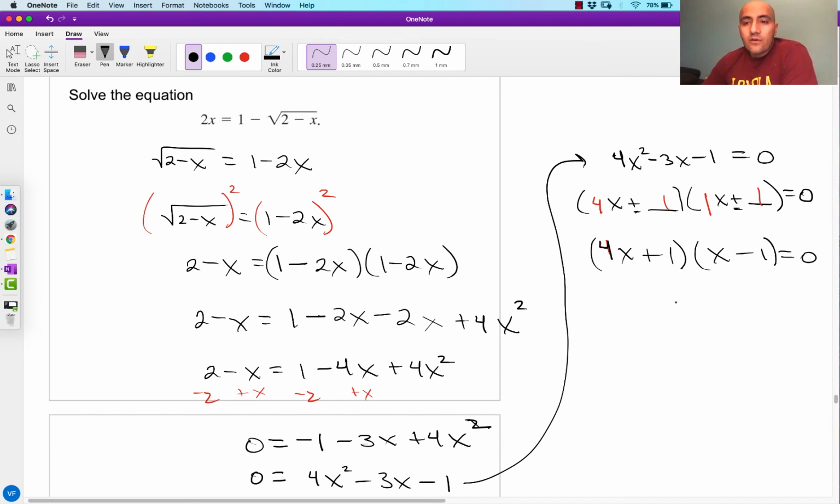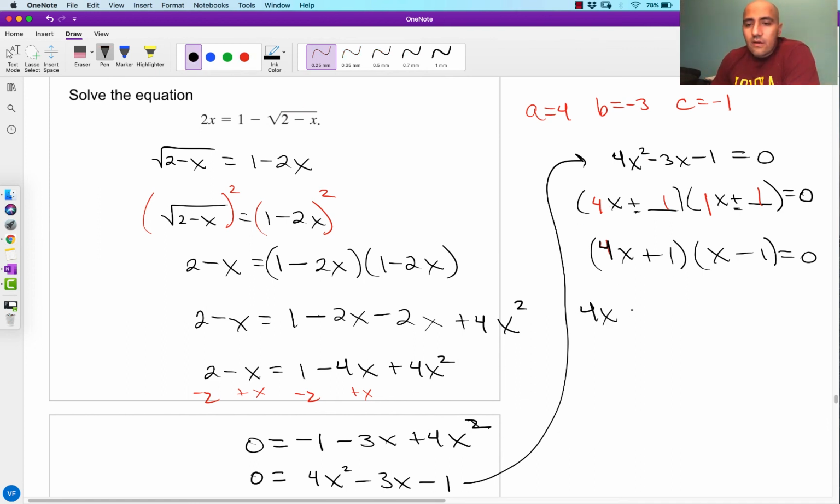But if not, we can also use the quadratic formula, right? So we can just say a equals 4, b equals negative 3, c equals negative 1. And then we can use the quadratic formula, x equals negative b plus or minus the square root of b squared minus 4ac, all over 2a. And then that will lead to our answer as well. But here, this isn't so bad.